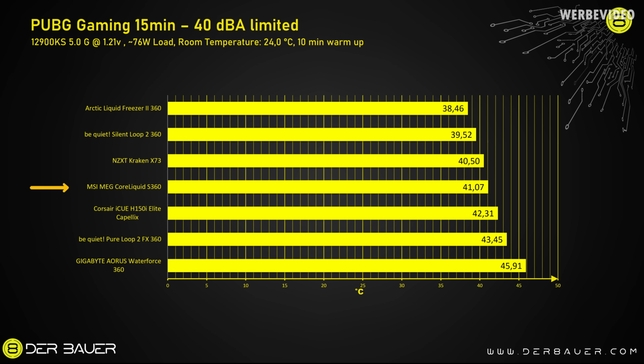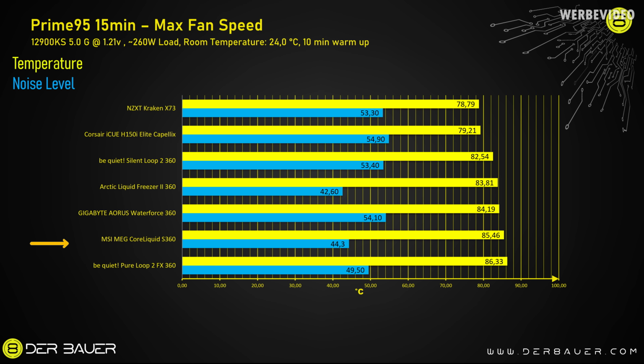This chart shows again that the most expensive AIO doesn't mean it's also the best cooling AIO. It's still a solid performance with about 41 degrees Celsius under gaming load for the MSI MEG CoreLiquid S360. If we switch to maximum load, you can see that the fans cannot spin so high on the CoreLiquid S360. It peaks out at about 44 dBA and the temperature at about 85, in the second last spot.